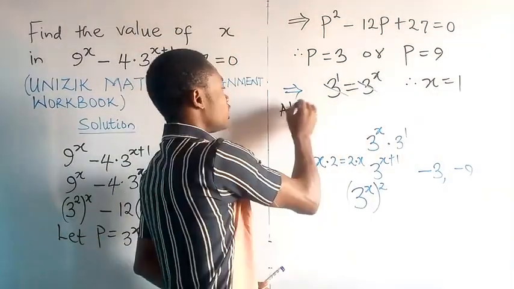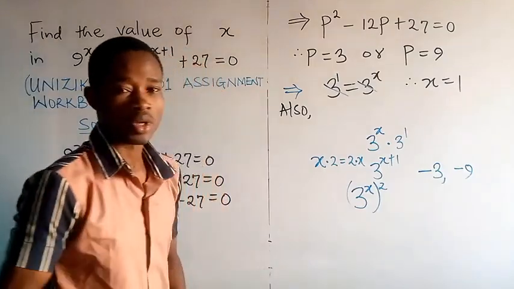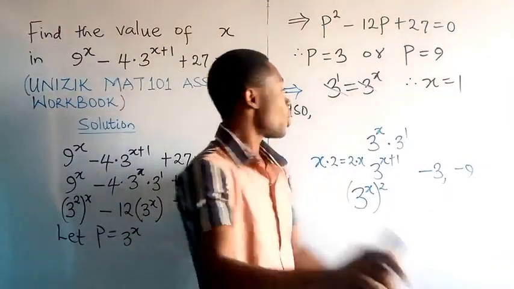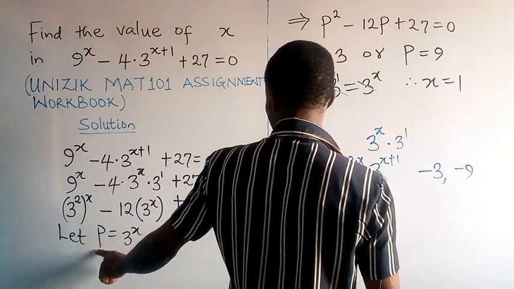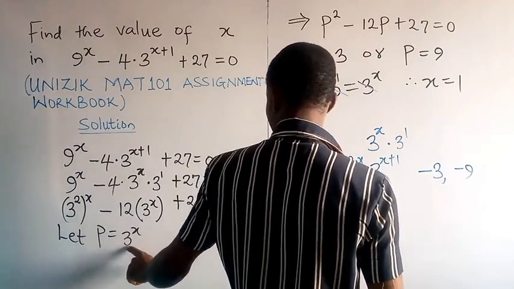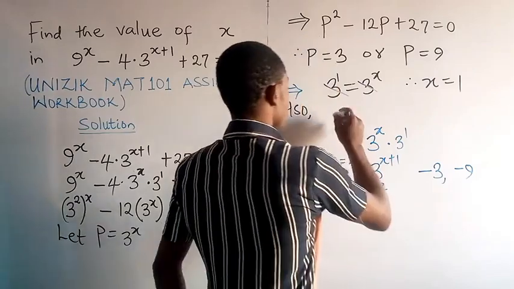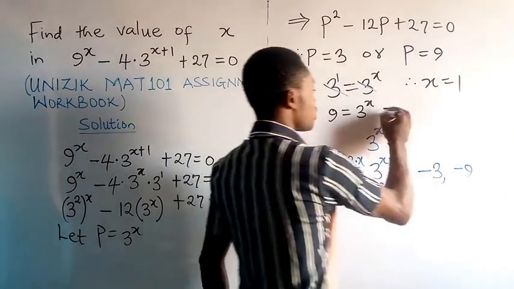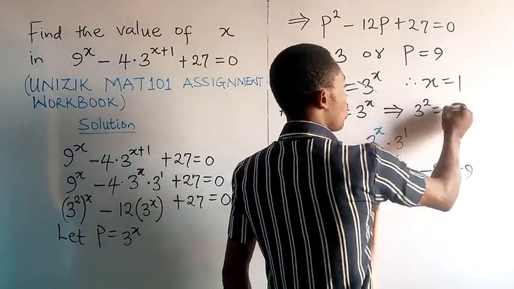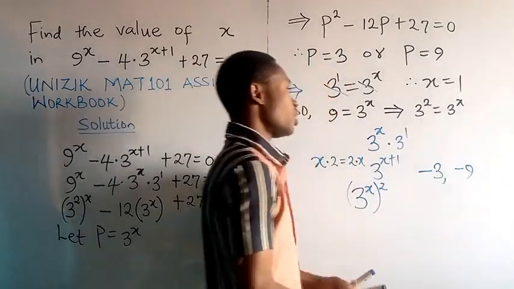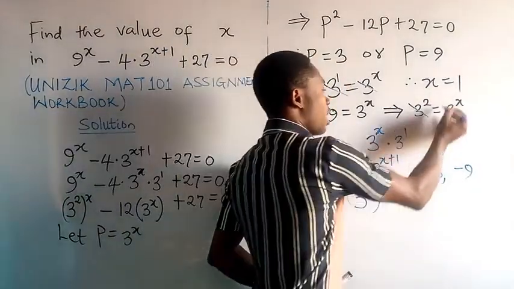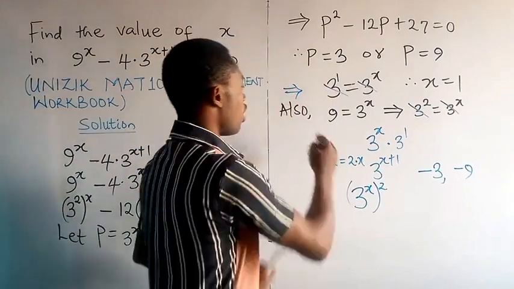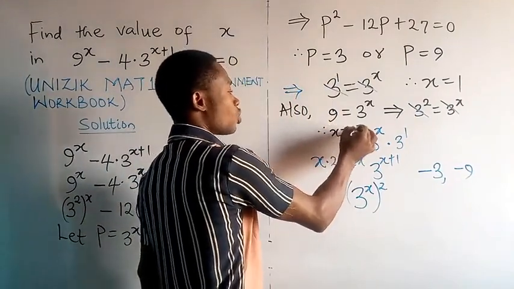Similarly, you can do the same for when p is equal to 9. So when p is equal to 9, you come over here, in place of p, you fix 9, then make it equal to 3 raised to the power x. So you're going to have 9 equal to 3 to the power of x. And this is going to give us 3 to the power of 2 equal to 3 to the power of x. The bases are the same, so we cancel them out, and you see clearly that the value of x is equal to what? 2.